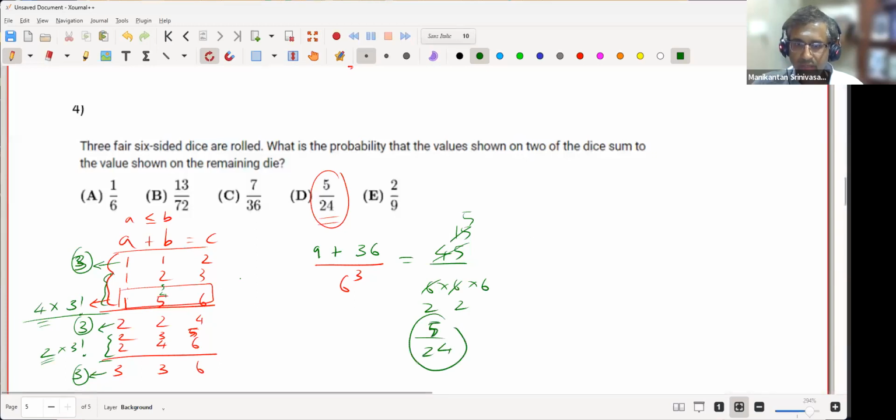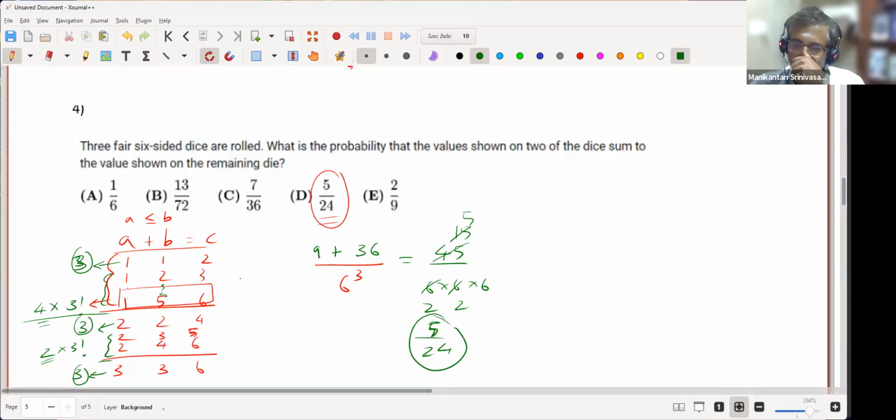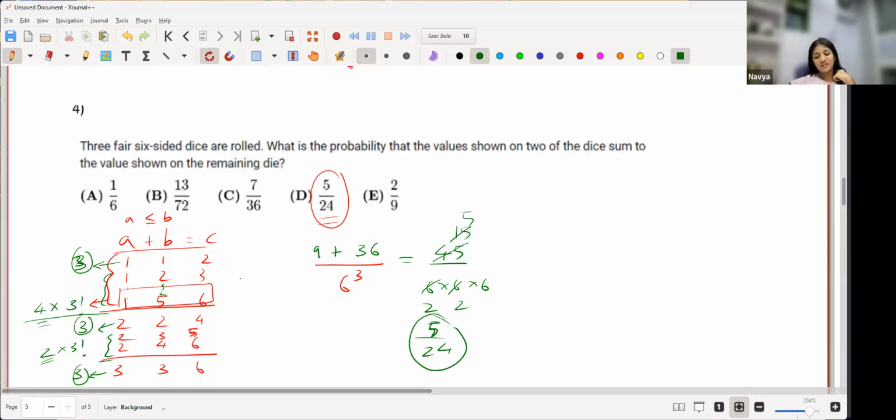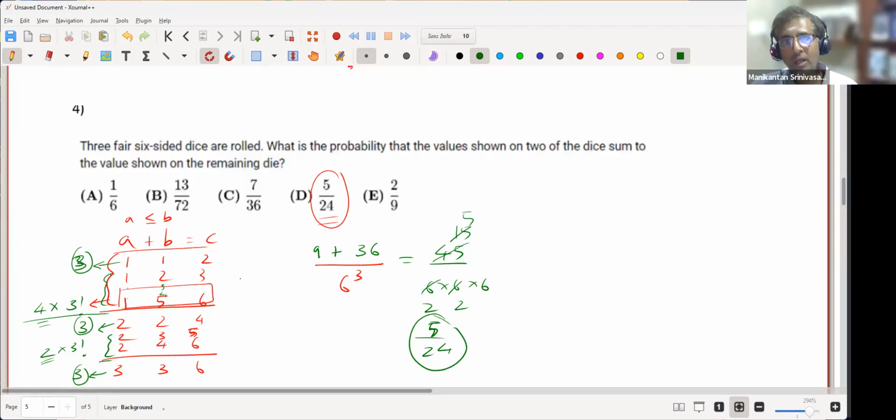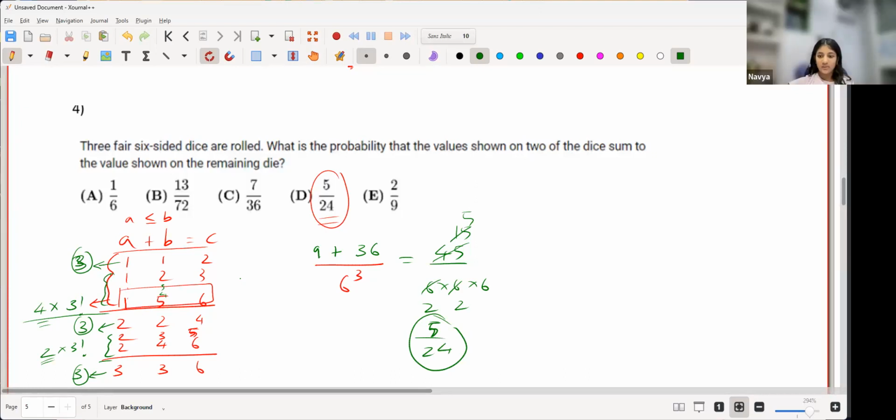Okay, any other method? Navya, did you do something else to arrive at the same answer? I just did the way you can add up to 6. Imagine one die gives you a certain value, and then the other two, there are 5 ways you can get 6 from the other two. Then same for the rest. And then I multiplied, so I got 5, 4, 3, 2, 1, which is 15. And then I multiplied it by 3 to get 45 and divided it by 6 cubed.